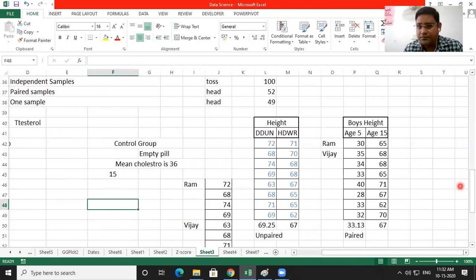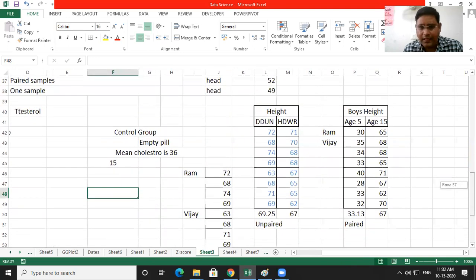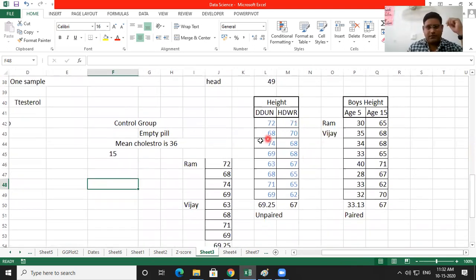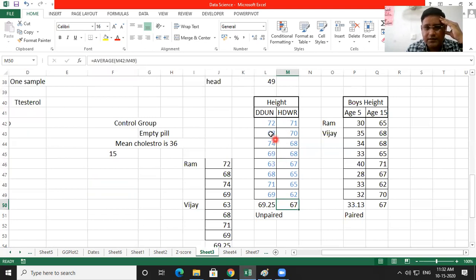Now, I took this example. I have the data of height. I took 10 people from Dehradun, 10 from Haridwar, let us suppose, and this is the average of their heights. So this is the height of people from Dehradun, and this is people from Haridwar. So I took the average. I got the mean for Dehradun: mean is 69.25, and for Haridwar it is 67.